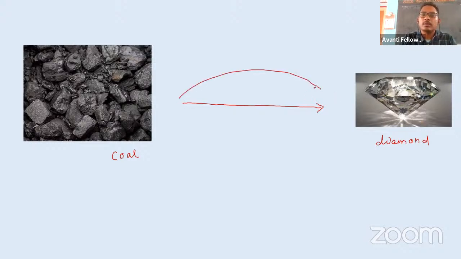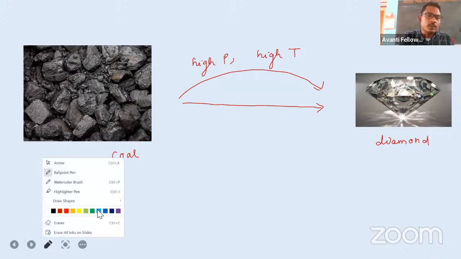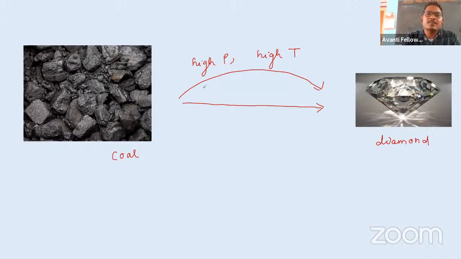high temperature. If we can provide these conditions to coal or graphite, we can have diamond. If we look at their values, high pressure means approximately 5 × 10^9 Pascal, and the temperature is approximately this many Kelvin. These are high values, and if we can provide them, we can convert coal into diamond.